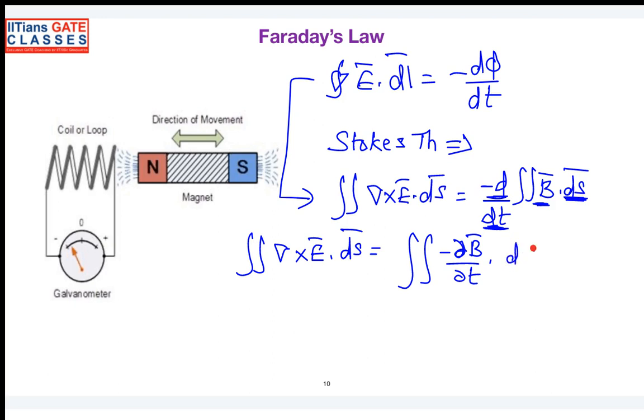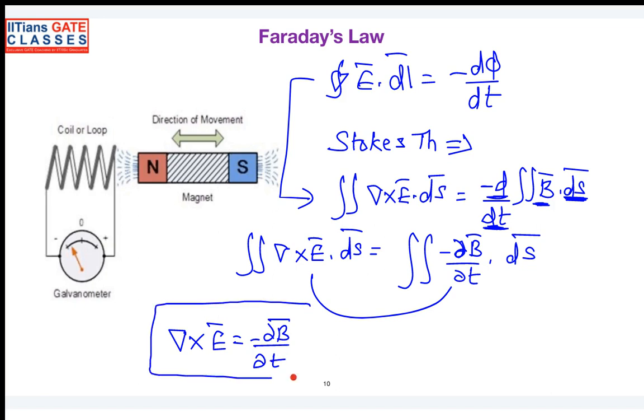ds. So by comparing these two, what you will get is the curl of electric field intensity is equal to minus dou B by dou t. So this has a specific meaning here. The time variation of the magnetic flux density is going to create a spatial variation of the electric field.